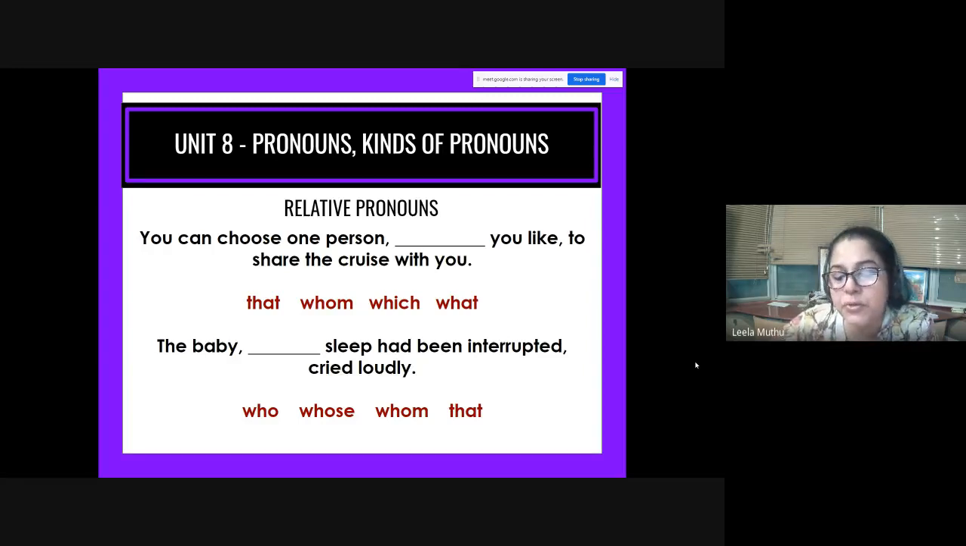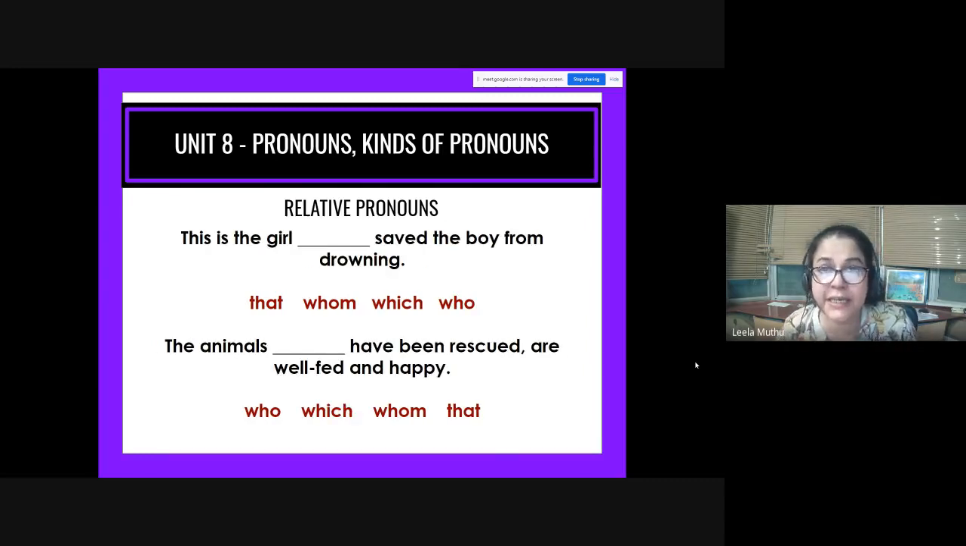Okay, so the baby whose sleep had been interrupted cried loudly. Whose sleep? Because here we are really talking about the sleep and not the baby. The baby whose sleep had been interrupted cried loudly. This is the girl again. We're talking about a girl. You have to read the whole sentence actually. This is the girl dash saved the boy from drowning.